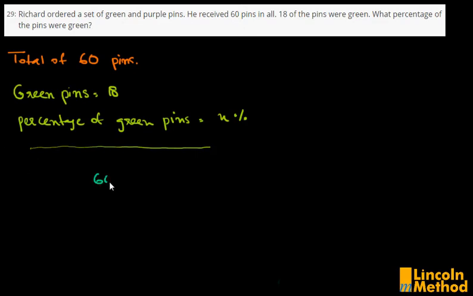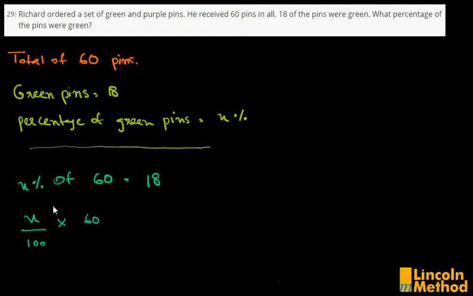So a total of 60 pins and a certain percentage of that is equal to the number of green pins, which is 18. So X percent of 60 equals 18. I can also say that X over 100 parts of 60.